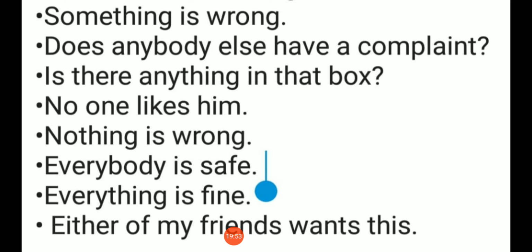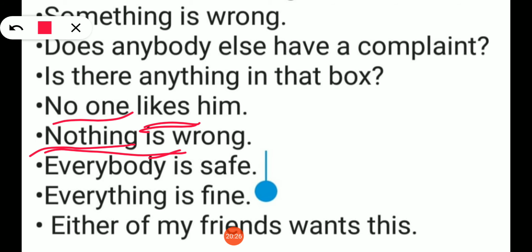Next one, no one. No one likes him. No one wants to share with him. No one always gives a negative meaning to the sentence, right? No one likes to share with him. No one wants to join with him. So it is followed by the singular verb likes. I think you know why likes is singular, that's why I have not explained. This is a does form verb, a singular verb. All the do form verbs are plural verbs, right? Next, nothing is wrong. So nothing is singular. Everybody is singular. Everything is singular.